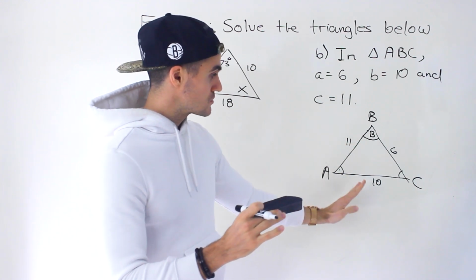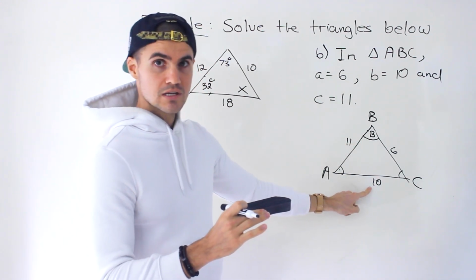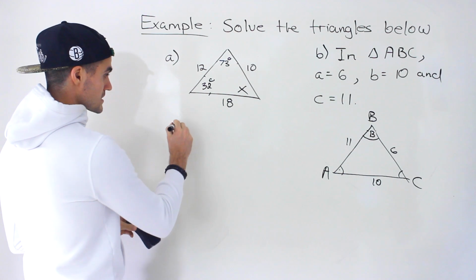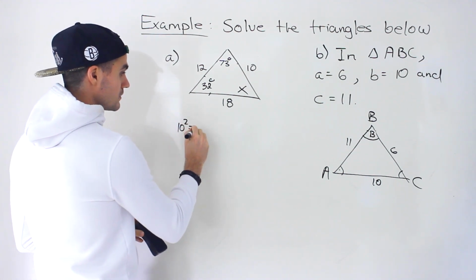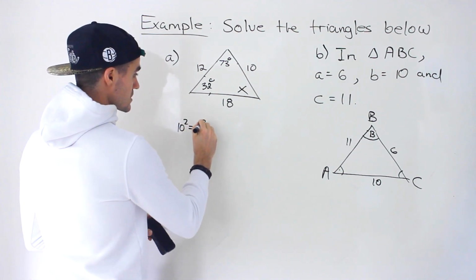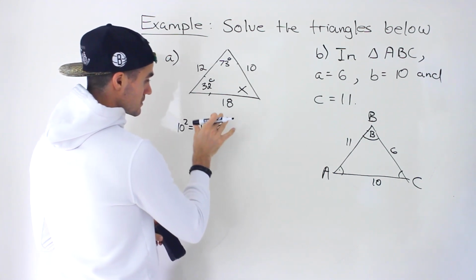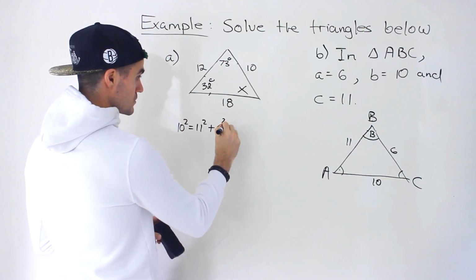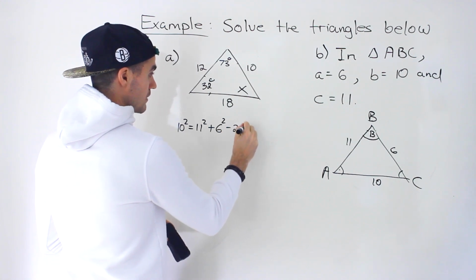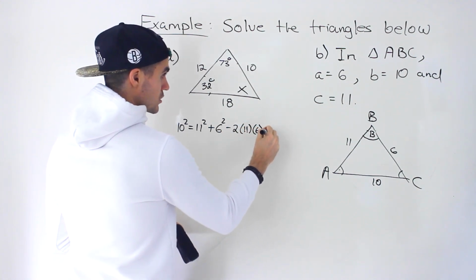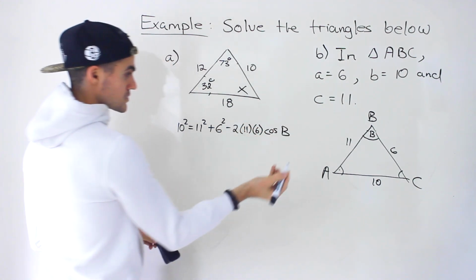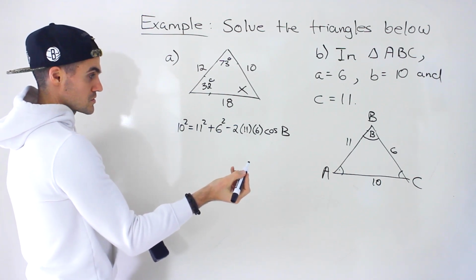Now, if we're solving for this angle, if that's going to be the variable in the cosine law, on the left side of the cosine law, we have to use the opposite side, which is this 10 over here. So the way we would set this up is 10 squared equals the sum of the squares of the other 2 sides, minus 2 times 11 times 6 times cos of B. We're solving for that cos B right there.